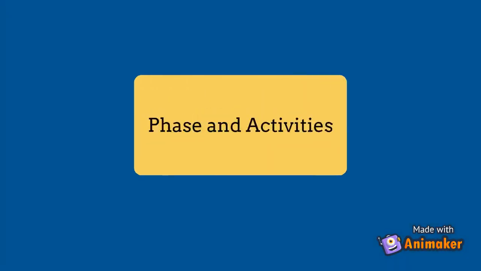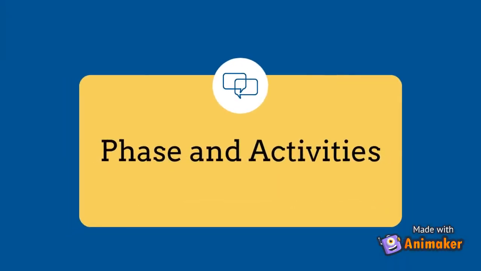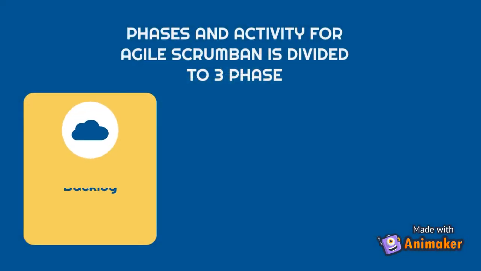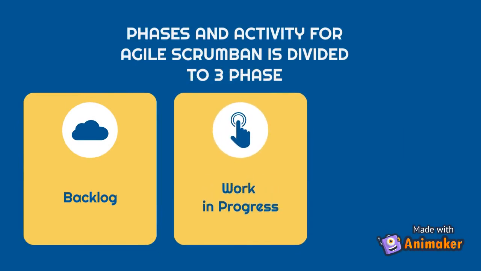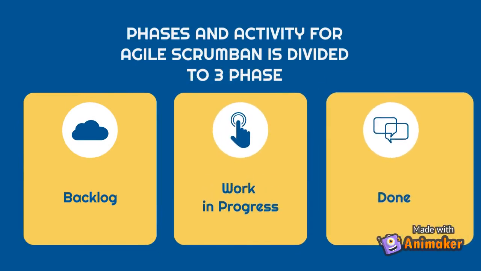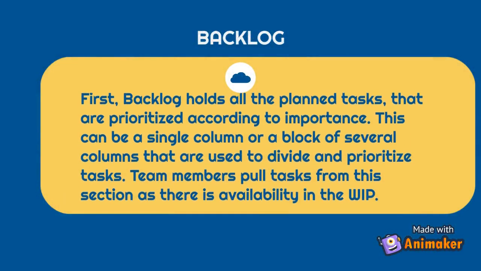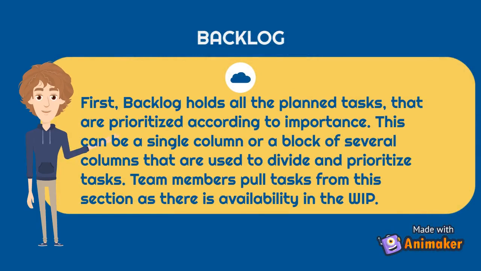For the first part of this video, we're gonna talk about phases and activities. So, first of all, I will explain to you the first phase of Agile Scrumban, which is Backlog.